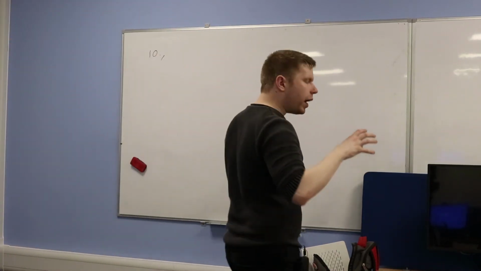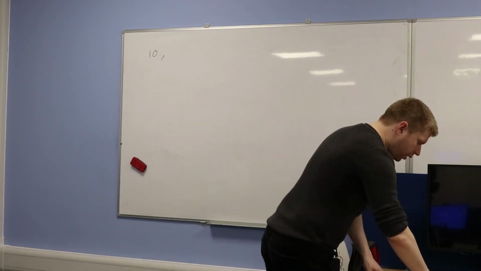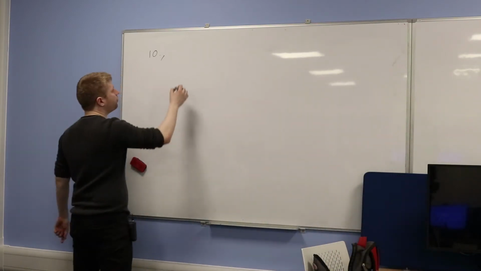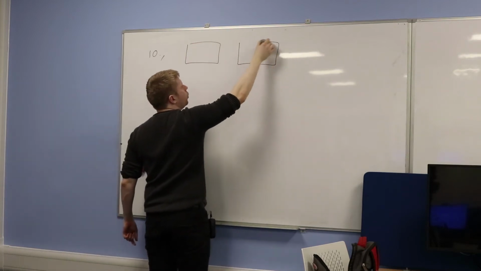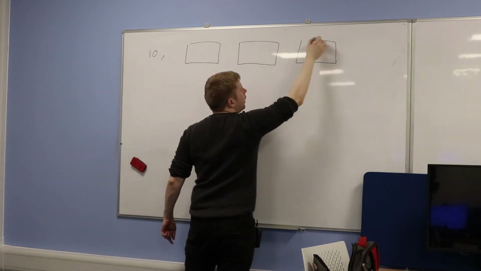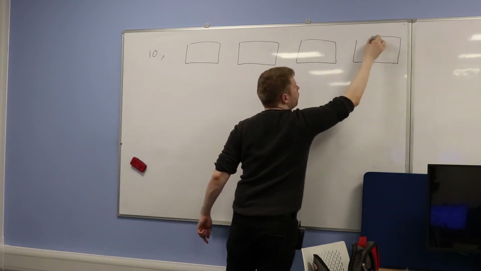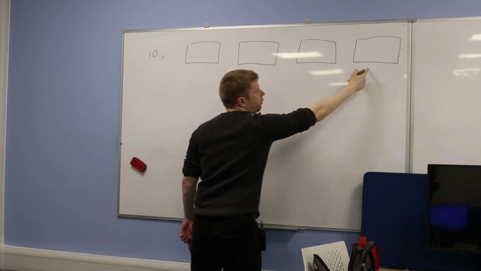Okay, so question 10 then. Question 10. We have a hotel room that has 4 rooms. So each room I'm going to draw as a box. So 1, 2, 3, and 4. So each room, so room 1, room 2, room 3, room 4. Okay?